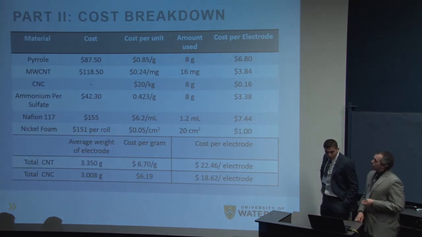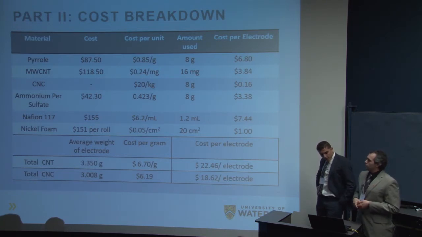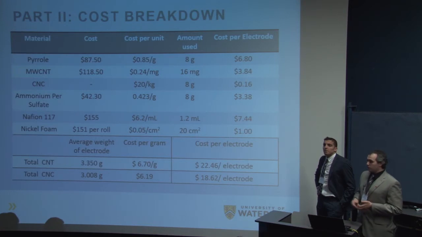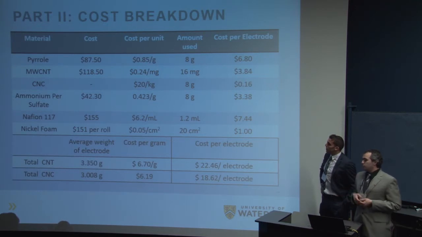This is a cost breakdown of our products. Since we use very little of the materials, the cost was not that high. But if we are going to be using this for a commercial product, the differences would obviously start to increase. We took a commercial product and we tested it. We found out how much it costs.